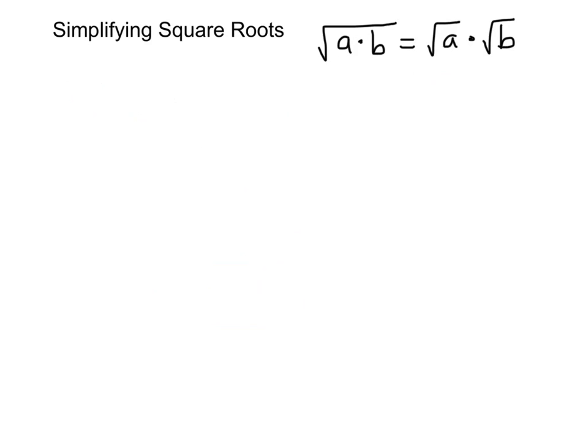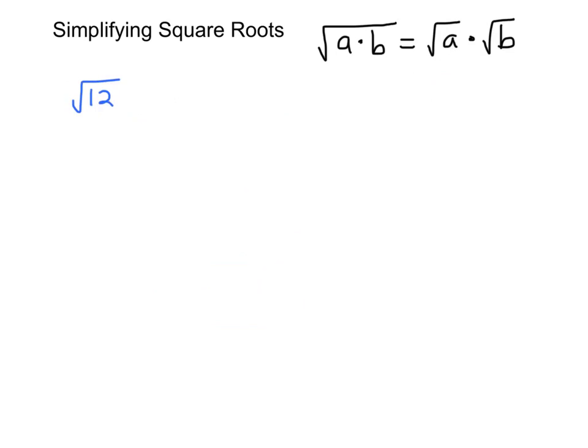For example, let's say we had the square root of 12. Now what we want to ask ourselves is, is there any perfect square that divides into 12? Now a perfect square is a number like 1 or 4 or 9 or 16 or 25. So when you square a number, it's the answer you get. And if there is a perfect square that divides into the number 12, then this can be simplified. Now if there's not a perfect square that divides into it, then it can't be.